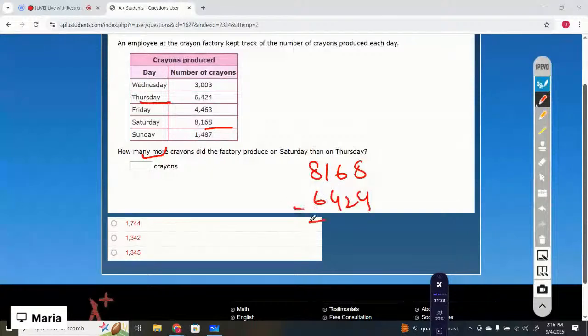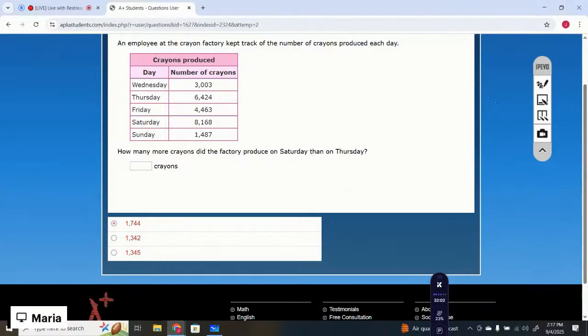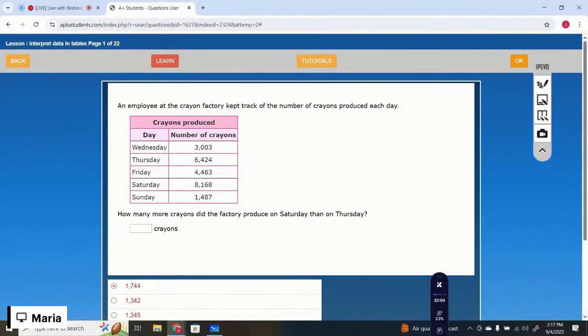So how much more? You need to subtract. 8 take away 4 is 4, 6 take away 2 is 4, borrow 1, that makes 11. 11 take away 4 is 7, and 7 take away 6 is 1. That is 1,744 crayons. So that means on Saturday they can make 1,744 more crayons than on Thursday. Option number 1 is the correct option. That is 1,744.